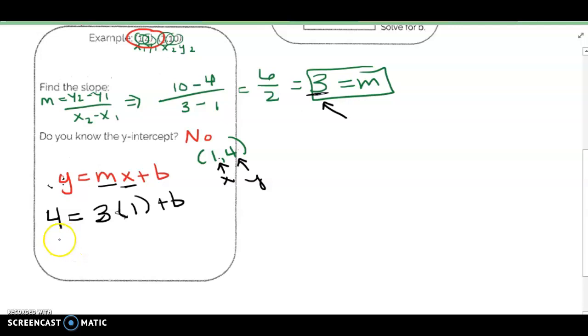Okay, so now it's just simple algebra. So 4 equals 3 times 1 is 3 plus b. To solve for b, I subtract 3 on both sides. I get 1 equals b.